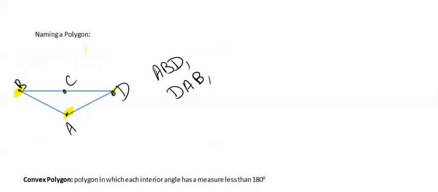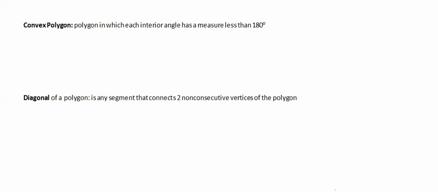What you cannot do in naming this figure is say something like BCDA or CDAB, etc. Because C is a point on the line and it needs to be non-collinear to name the actual polygon.